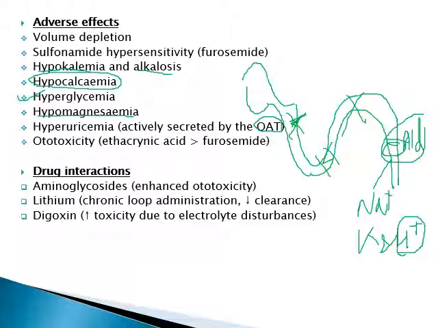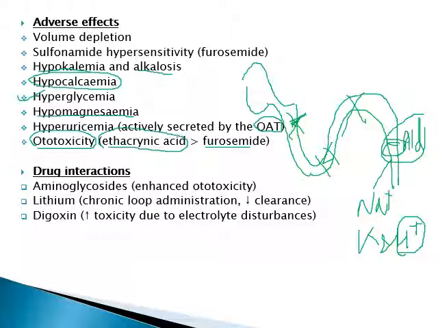Okay. Now, ototoxicity can be an adverse effect of loop diuretics, and it is more irreversible in nature in case of ethacrynic acid. So that's why we are not using ethacrynic acid nowadays, because it is associated with irreversible damage to the ears. So we are preferring furosemide. So ototoxicity is more in ethacrynic acid.